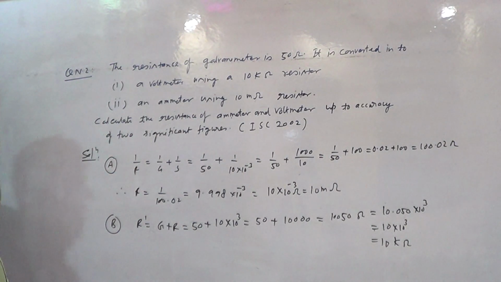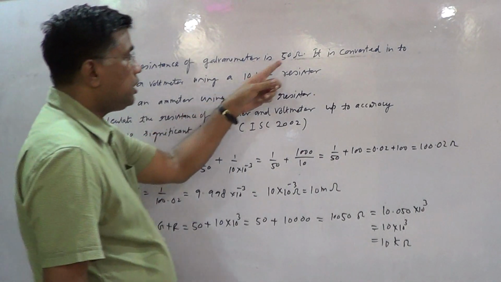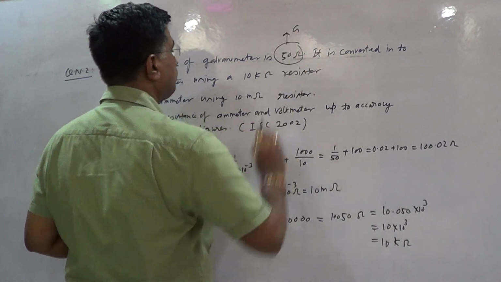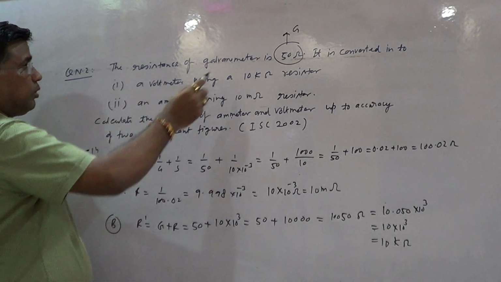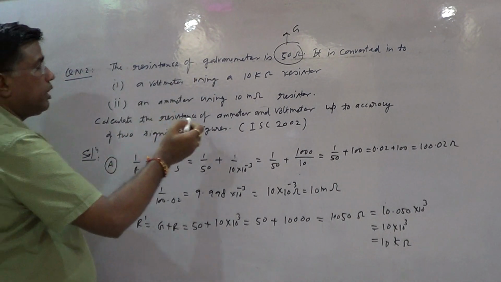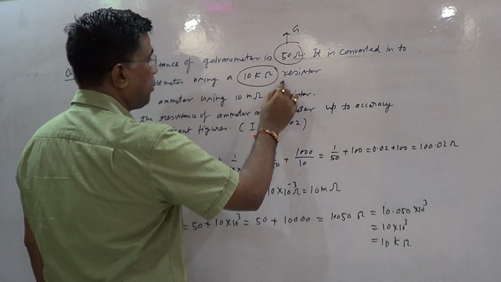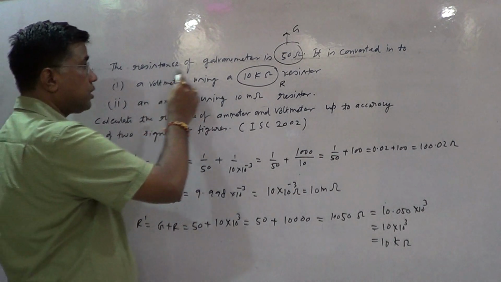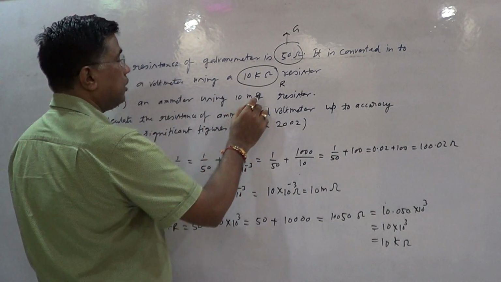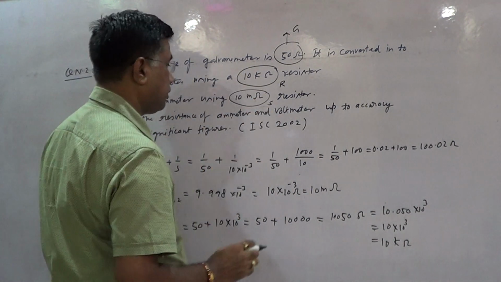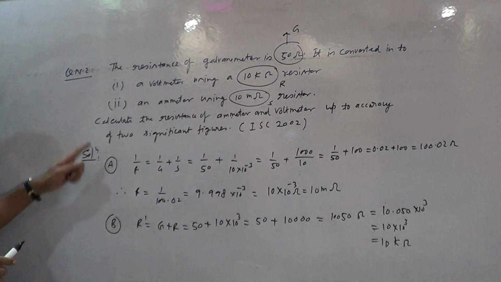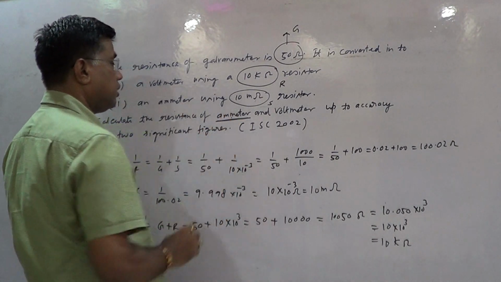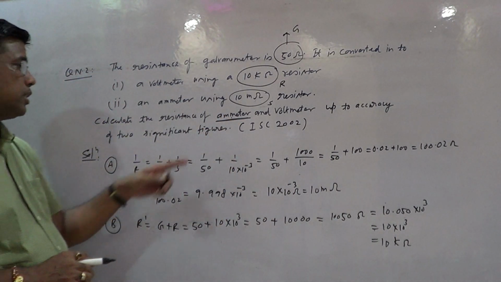So student, in the question, capital G is given. And to convert this galvanometer into a voltmeter, the value of high resistance capital R is also given. In the second part of the question, to convert this galvanometer into an ammeter, the value of shunt resistance is also given. Now we have to calculate the resistance of the ammeter. First we will focus on this. We are going to calculate the resistance of this ammeter.